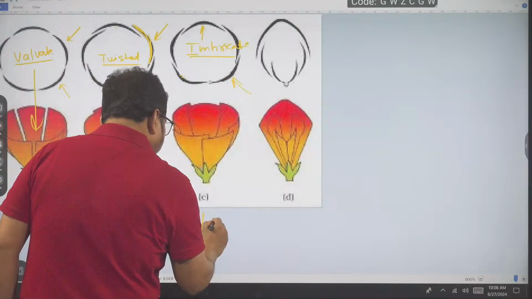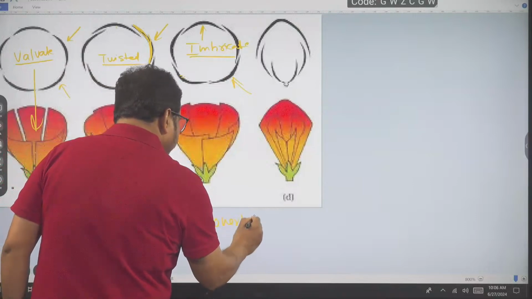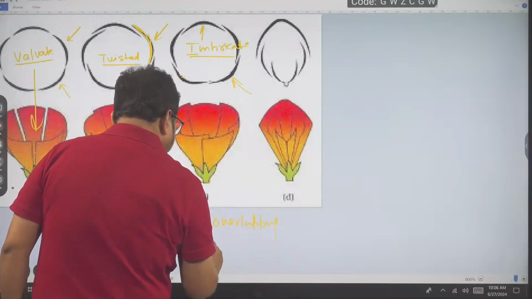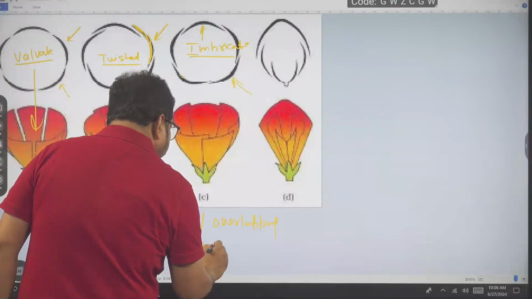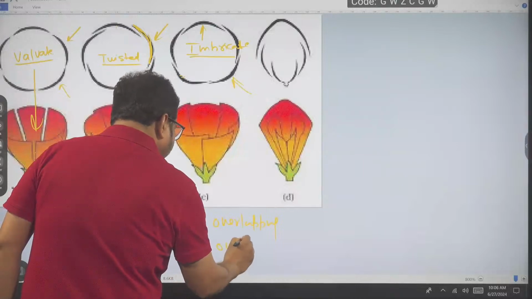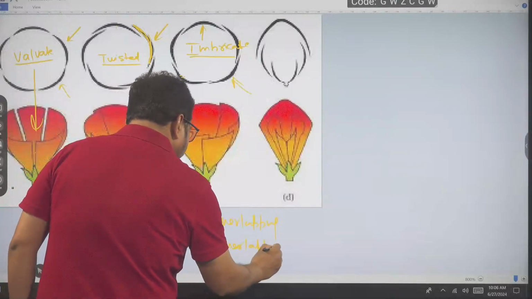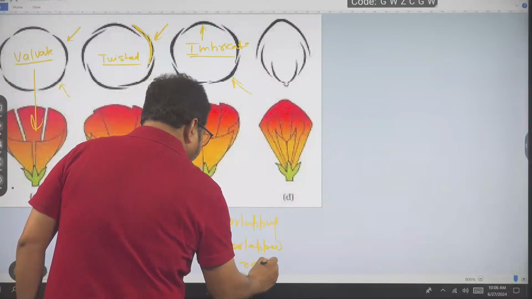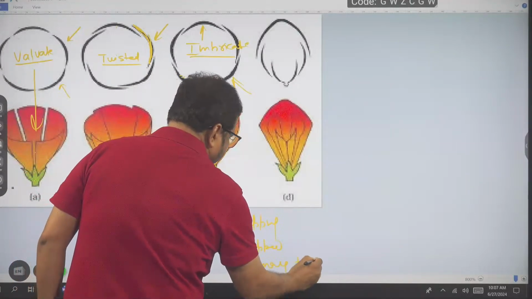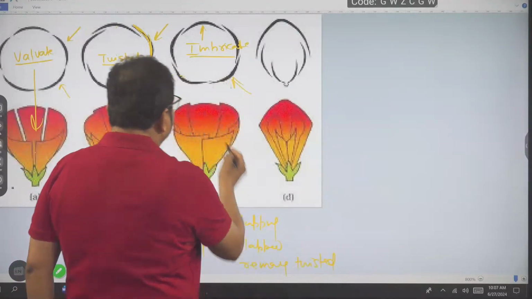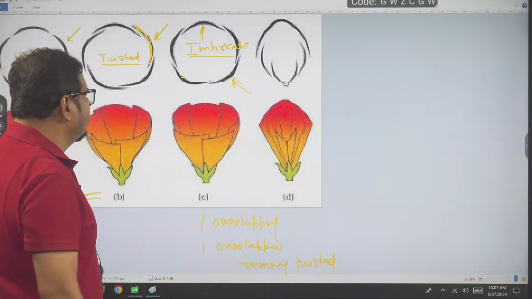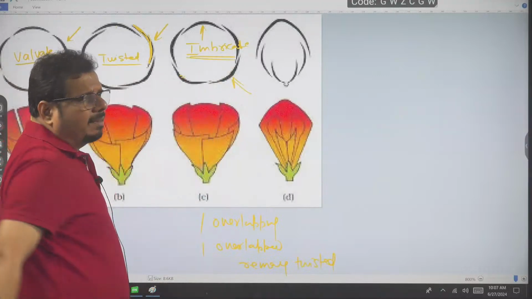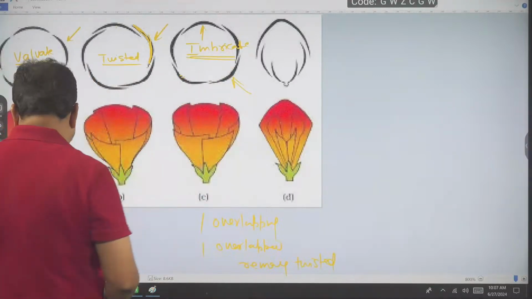One overlapping, one overlapped, remaining twisted. Or when overlapping is not in a specific pattern, it is imbricate. Examples are cassia and gulmohar.